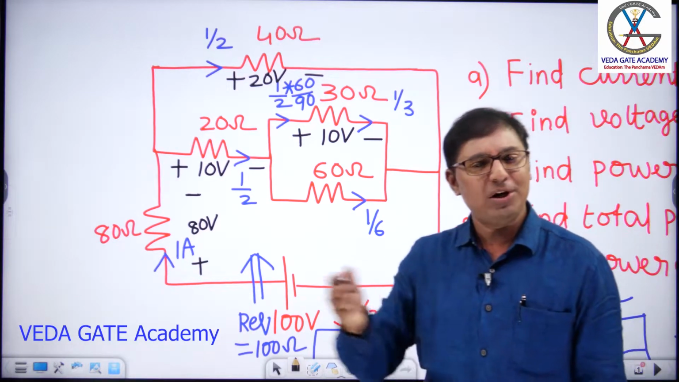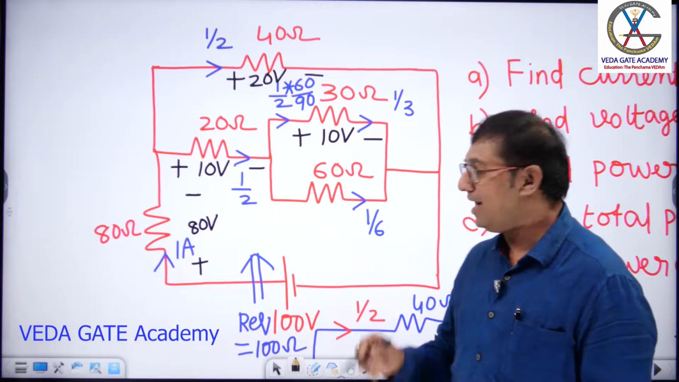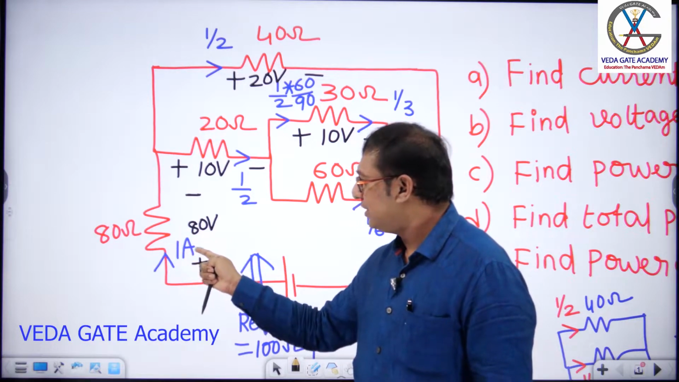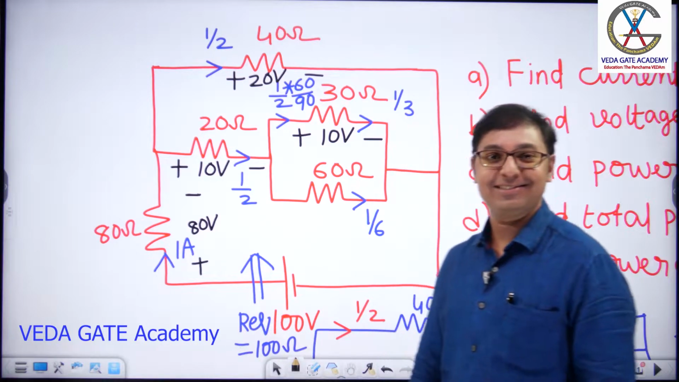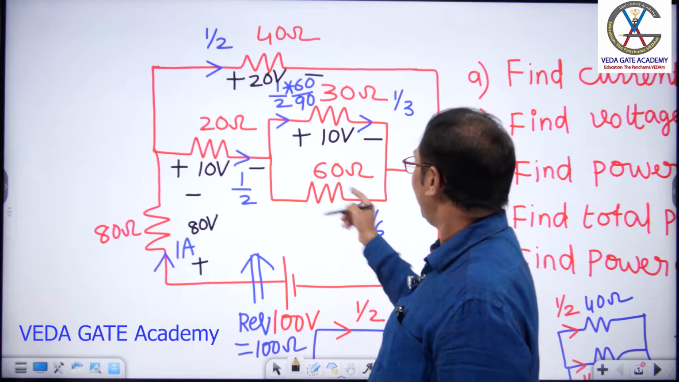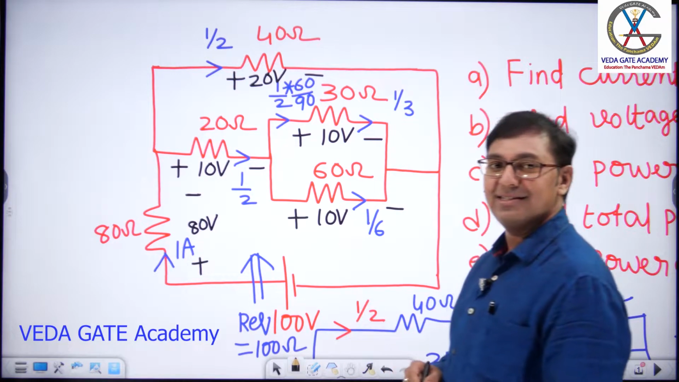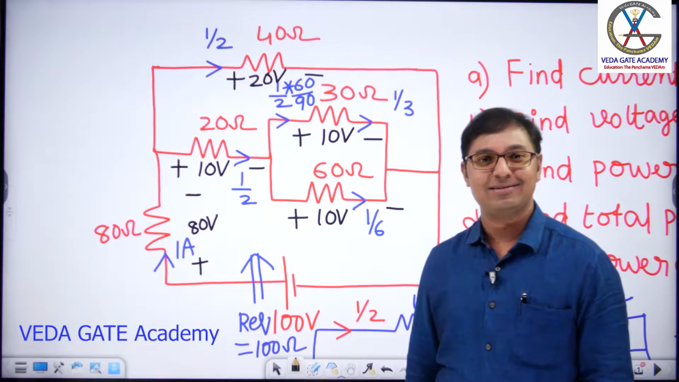Voltage we have to find. Voltage can be calculated by how many techniques? 3 techniques. Very first technique, Ohm's law. To find voltage by using Ohm's law, I require current and resistance. This blue multiplied with red resistance gives black voltage, 80 volts. Done, sir. Next, current into resistance, what is the voltage here, sir? 10 volts. Now I have voltage across all the resistors.